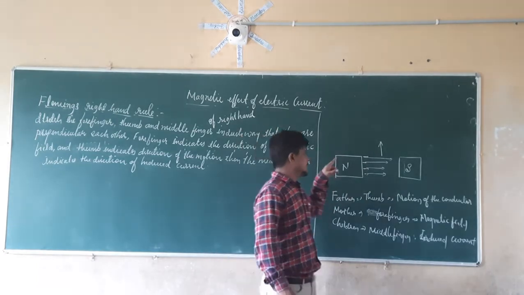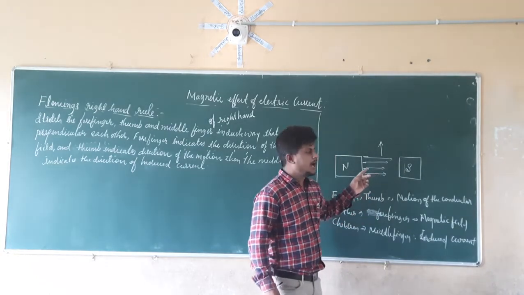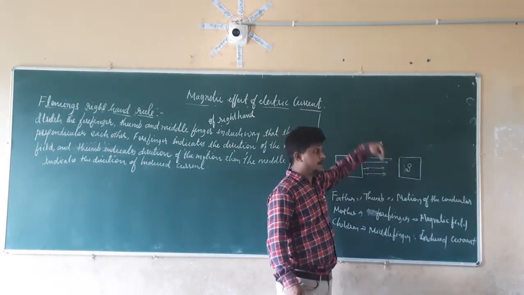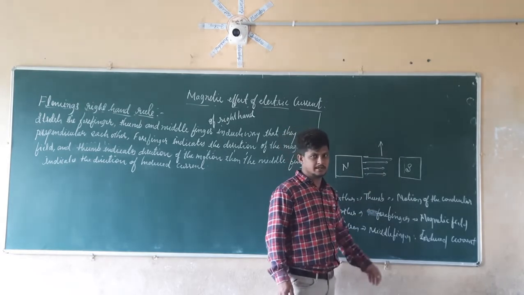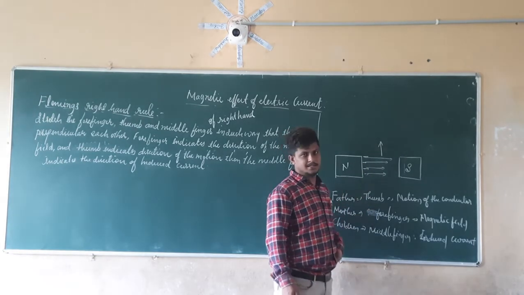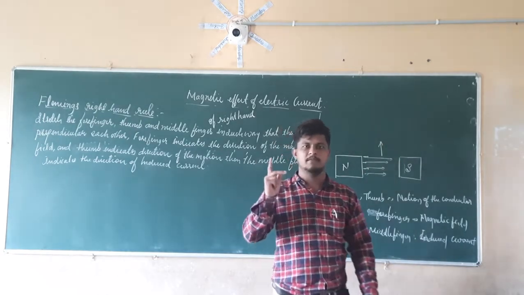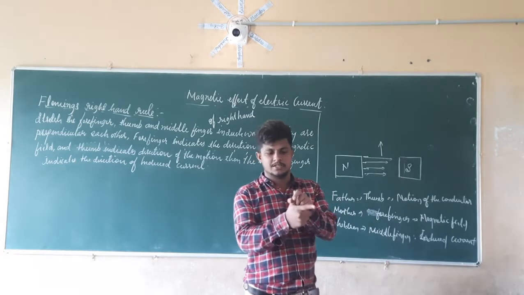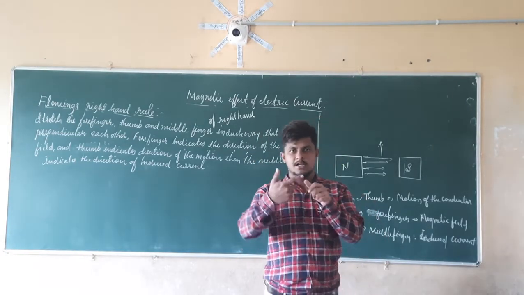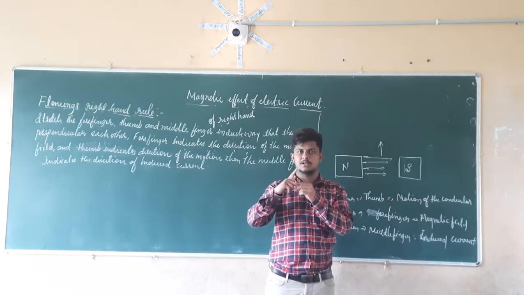So check here. The magnetic field is going from north to south in this direction, and the movement of the conductor is up and down. In the first case it is going in the upward direction, in the second case it is coming in the downward direction. We take the first case, the upward direction, by applying Fleming's right hand rule. This is father, this is mother, and this is children. This is the movement of the conductor, this is the direction of the magnetic field, and this is the direction of the induced current.